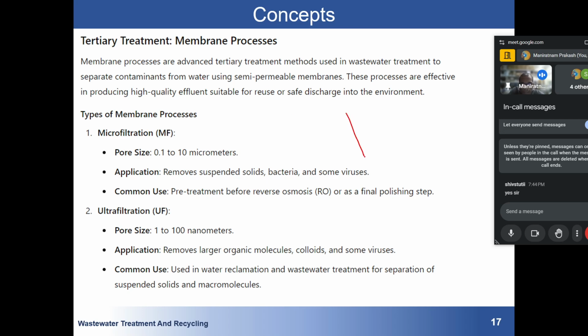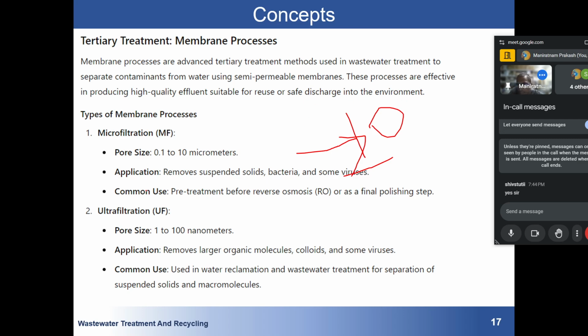So you know that there will be a membrane and water will be passed through it. The contaminant will get attached here, and we will have contaminant-free water. The process is effective in producing high quality effluent suitable for reuse or safe discharge into the environment.